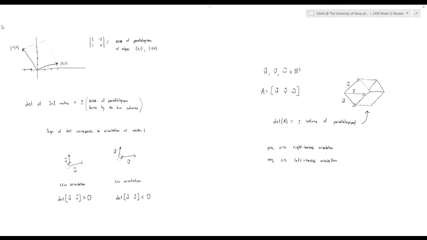So the determinant, because of this geometric information that it contains, is pretty important when you go into multivariable calculus. It comes up in your change of variables formula when you're doing integration, and it comes up in other places as well. I would say mostly related to integration for multivariable calculus.